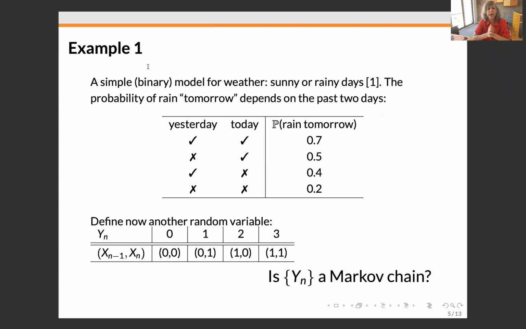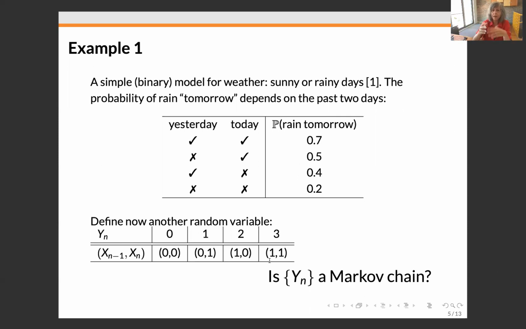This is the same table as we had before. We now define another random variable. This random variable is going to contain the information from both today and yesterday. So (0, 0) means that it didn't rain yesterday, it didn't rain today, and we call that state 0. There are obviously 4 possible combinations of the yesterday and today variables, and so there are 4 states for our new random variable Yn.